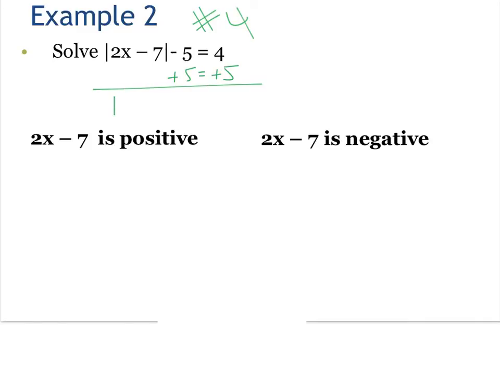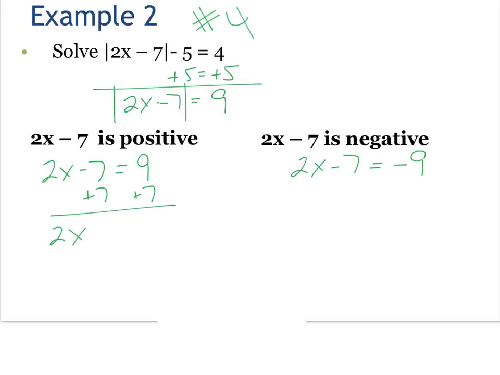So we have the absolute value of 2x minus 7 equals 9. Now we're going to look at the case where 2x minus 7 is positive, which means it equals 9, and where 2x minus 7 is negative, which means it equals negative 9. Continue to solve.